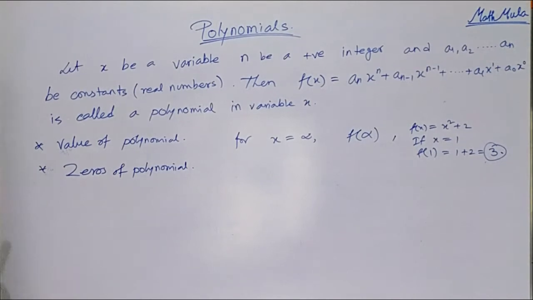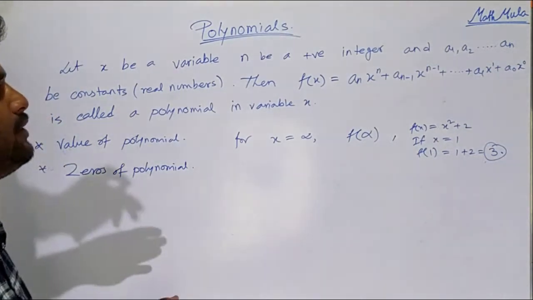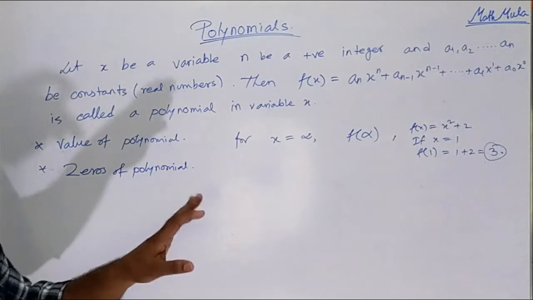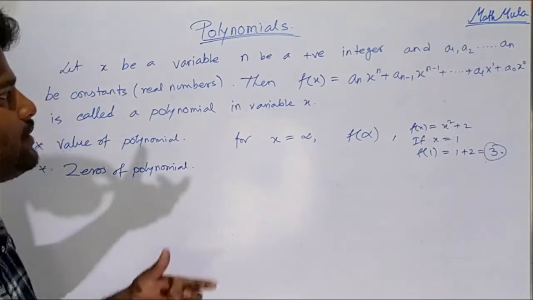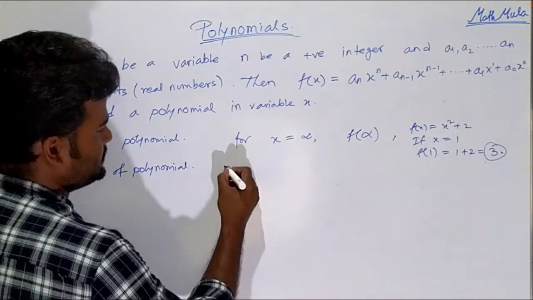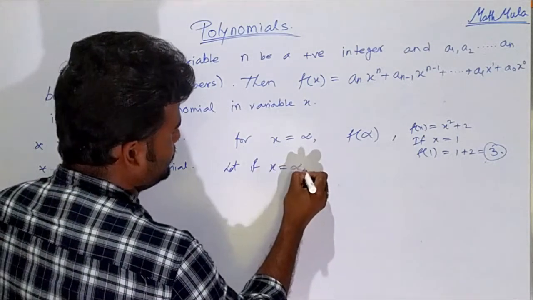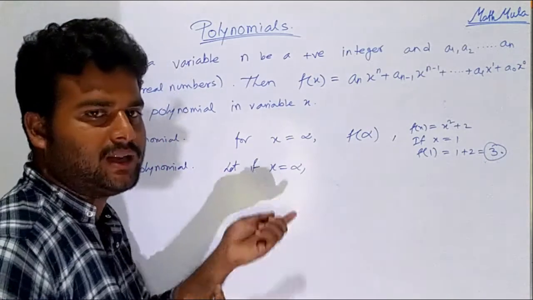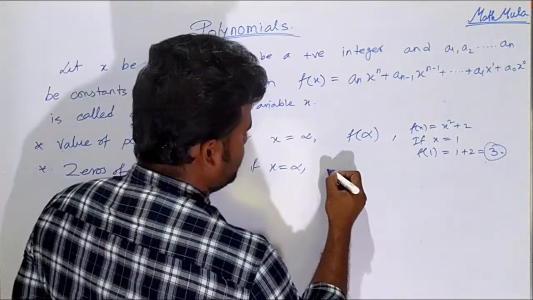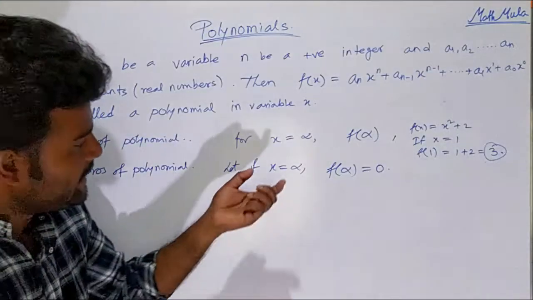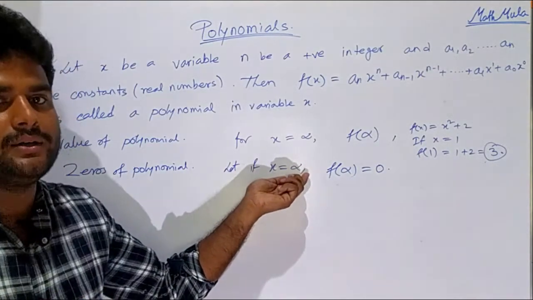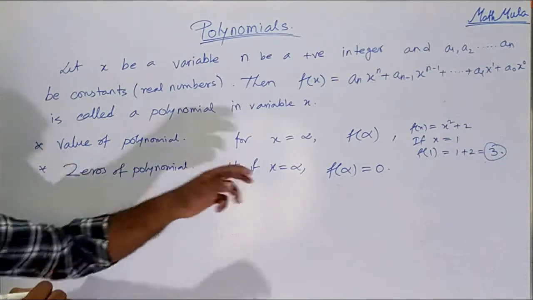Zeros of a polynomial means for which value of x the value of the polynomial will be 0. This value of x is called a zero of this polynomial. Let any value of x be alpha, and if f of alpha is equal to 0, then alpha is called a zero of this polynomial.